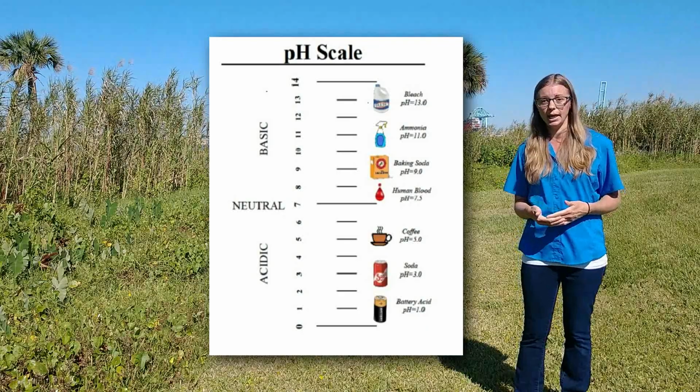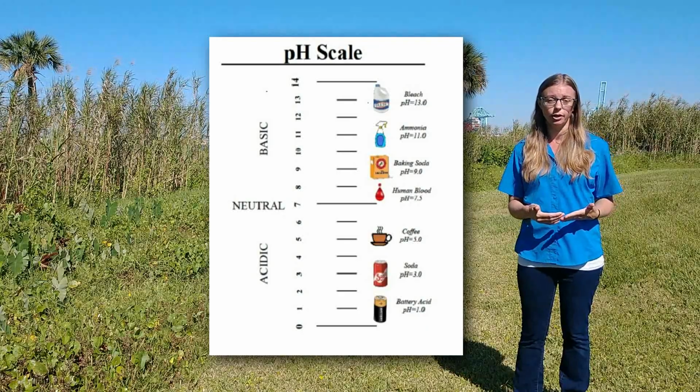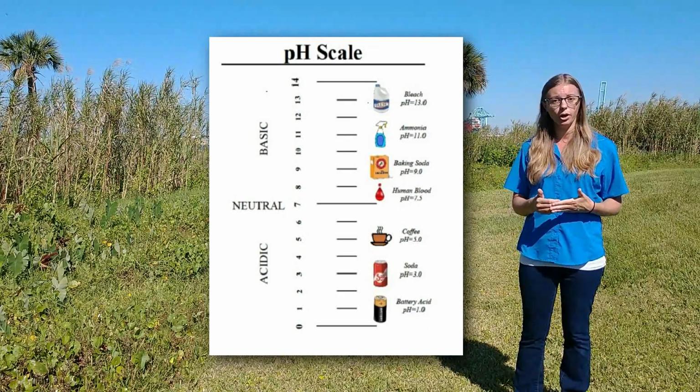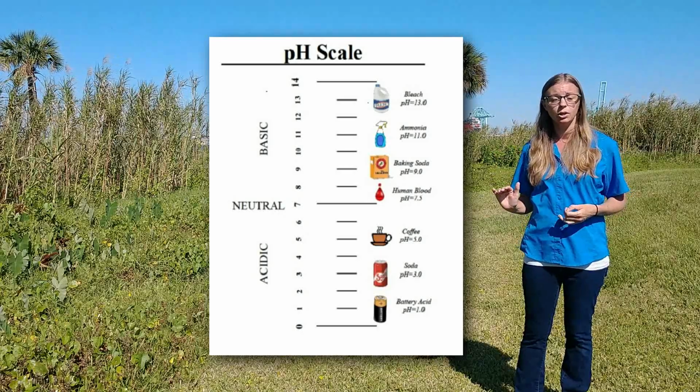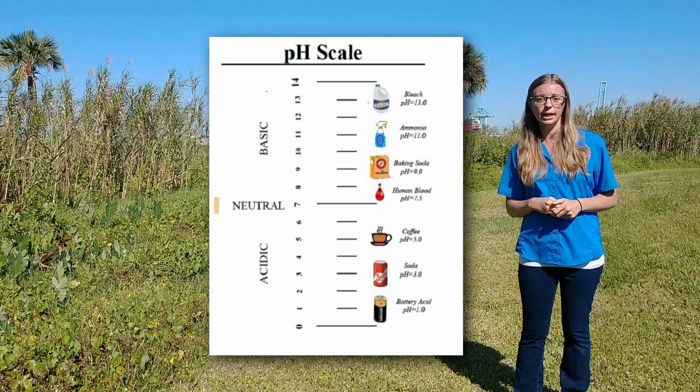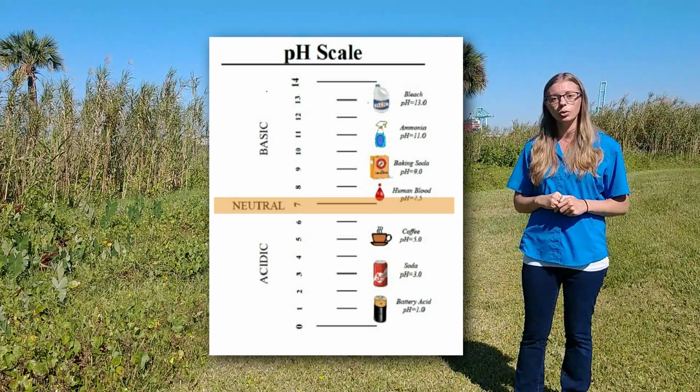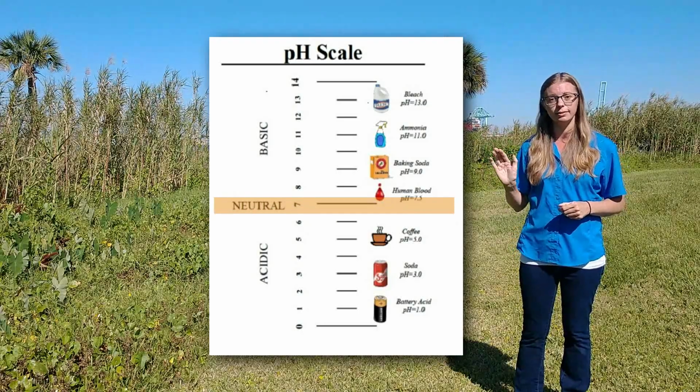If you're an aquatic animal or plant living in the river, you don't want your water to be too far on the low end or too far on the high end of the pH scale. You really want your water to be a pH of around 7.